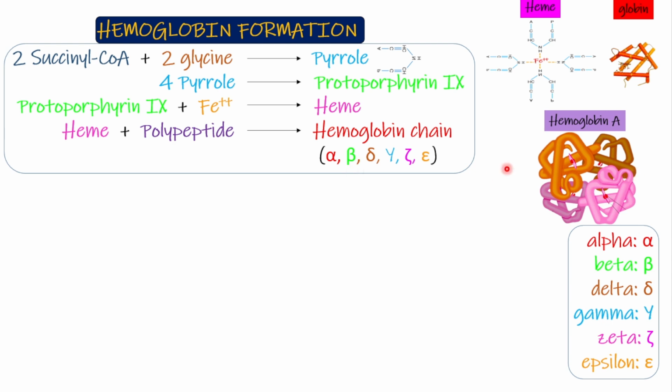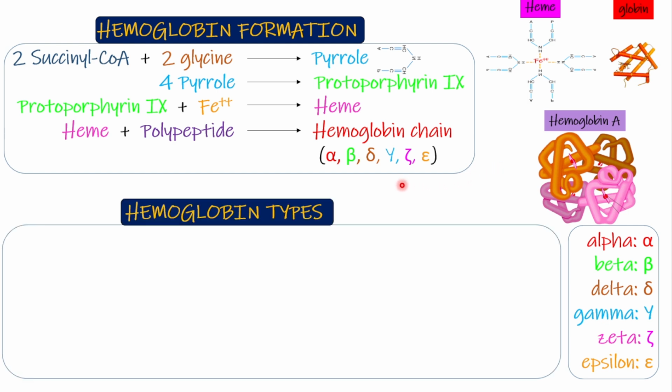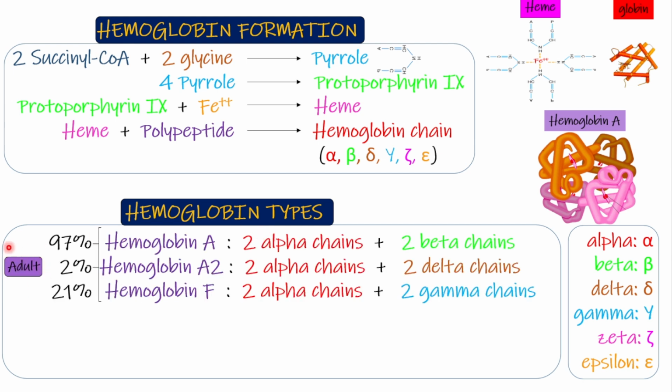Now let's discuss in detail the different types of hemoglobin molecules. Okay? So what are the types of hemoglobin? In adults, there are 3 types of hemoglobin: hemoglobin A, hemoglobin A2, and hemoglobin F. The most common is hemoglobin A, which is 97%, then hemoglobin A2, which is 2%, and then hemoglobin F, which can vary in different conditions. So hemoglobin A is the most commonly found hemoglobin inside the body.